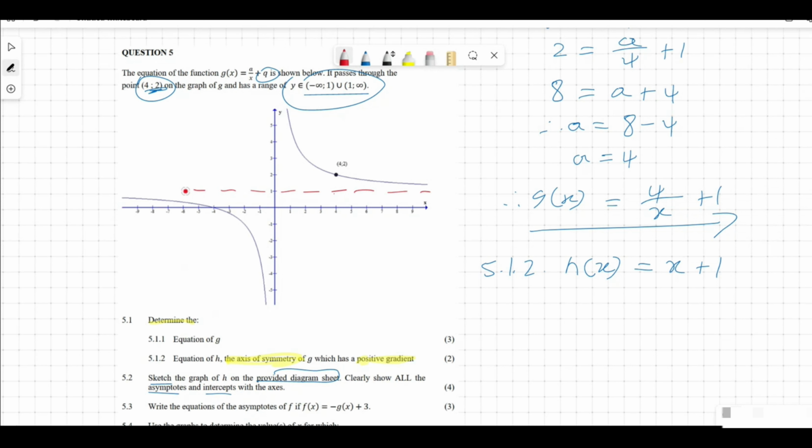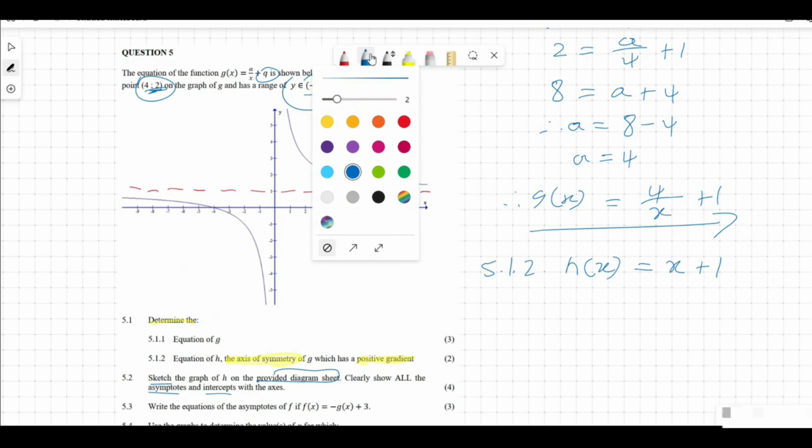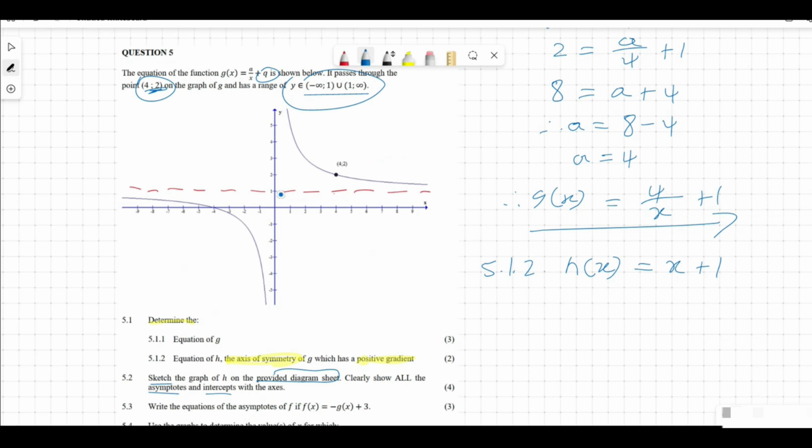So we will do something like this. And then now we're going to draw our straight line. What we know is that our straight line will pass through this point. Is that true? Yeah. It will pass through this point, and it has a positive gradient, meaning it's going to be like this.